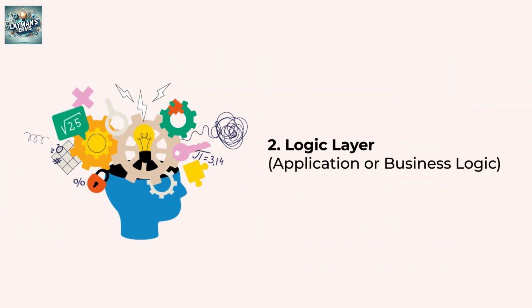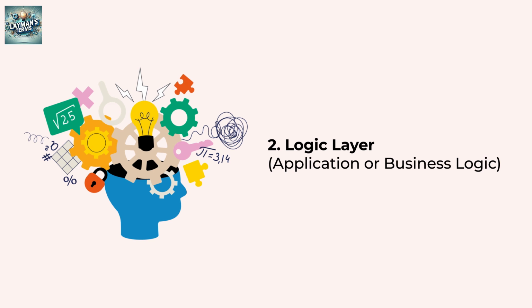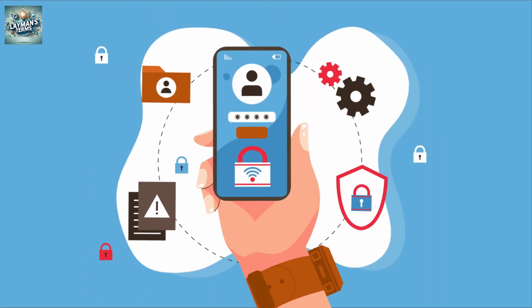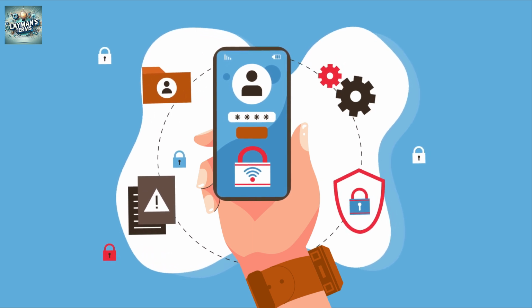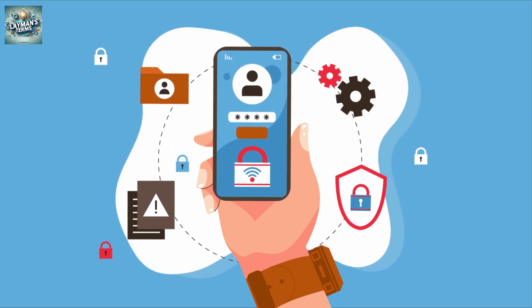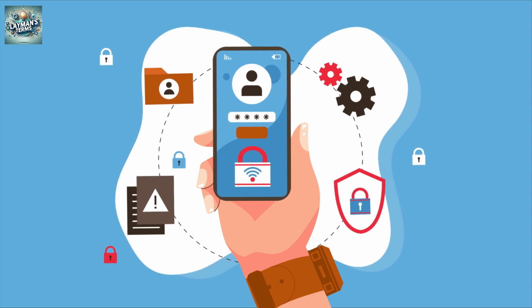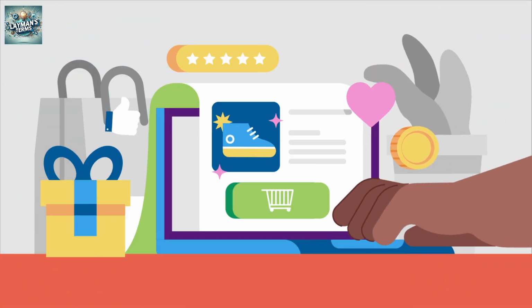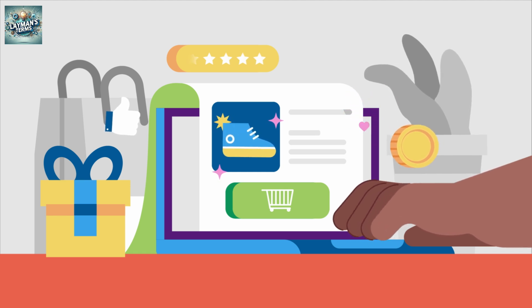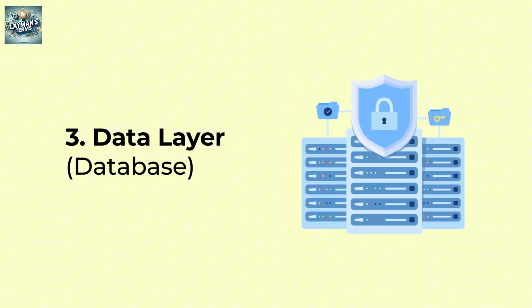Part 2. Logic layer, the application or business logic. This is where all the thinking happens. It processes the user's actions, like checking if a password is correct, or calculating how much an item costs after applying a discount. It's like the staff in the back room who make sure everything is working and orders are processed.